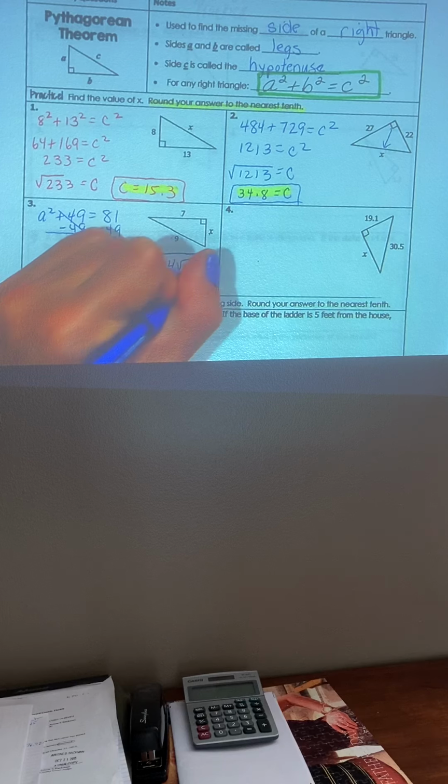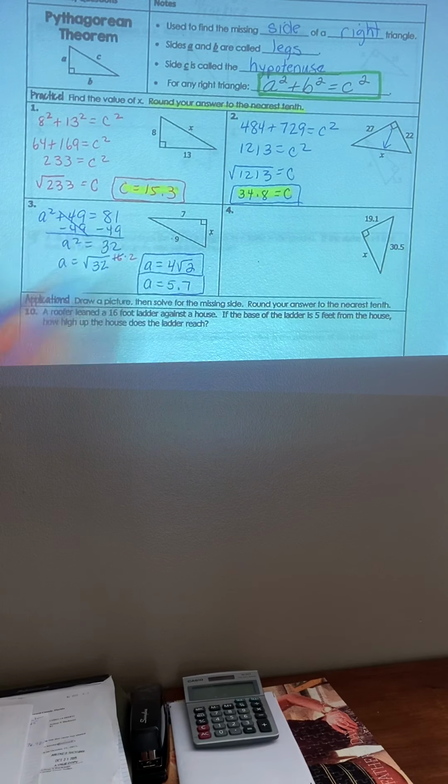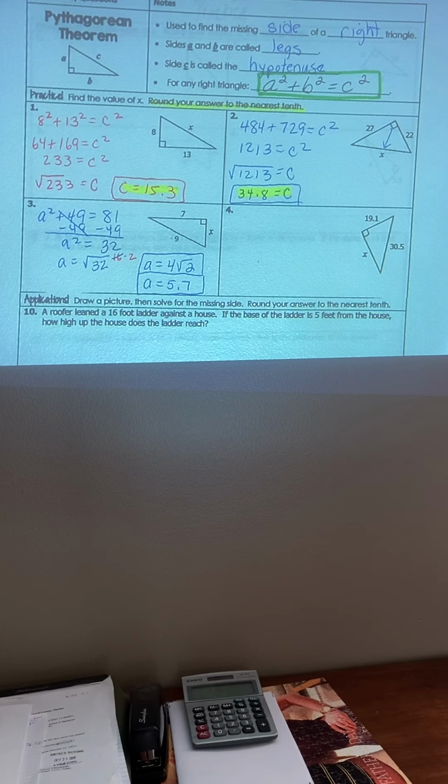So again, if you can simplify, you do so. I'm not asking you to simplify these big numbers. I don't know what they are, but you could certainly simplify the square root of 32.